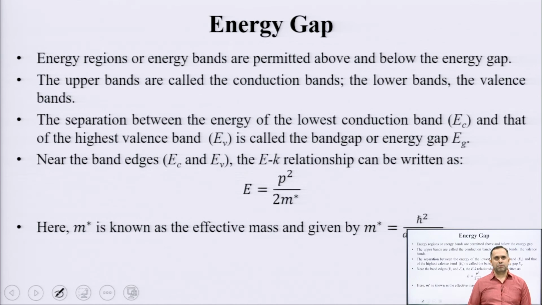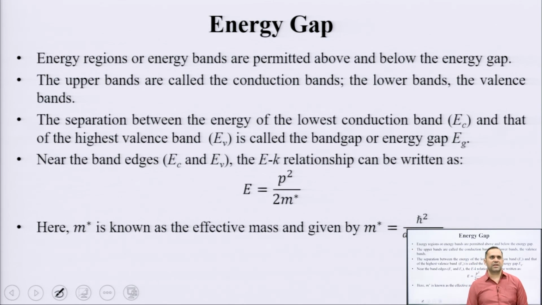And this band edge helps us to tell you that if you have the same momentum at Ec and Ev, you are referring to what is known as a direct semiconductor, your so-called LEDs. And if the value of momentum at Ec and Ev is not the same, these are your so-called indirect semiconductors like silicon and germanium. The separation between the lowest conduction band and the highest valence band is the band gap or energy gap.